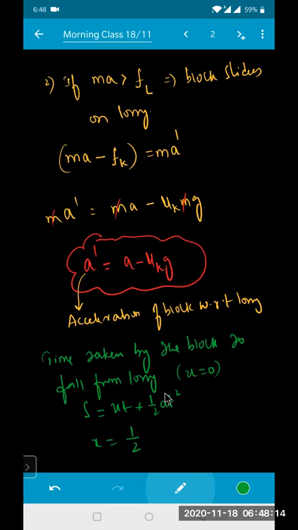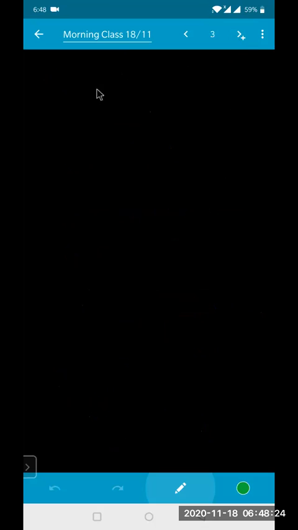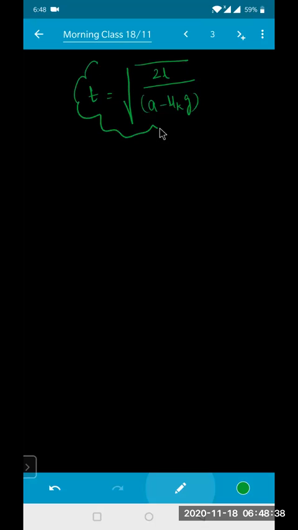Initial velocity is 0. Half, acceleration will be equal to how much right now? It is a dash. So a dash value is a minus mu k into g into t square. From this one, I can calculate the value of t. So t is equal to how much for me? Under root of 2 into L divided by a minus mu k into g. So this is the time taken for that body to fall.